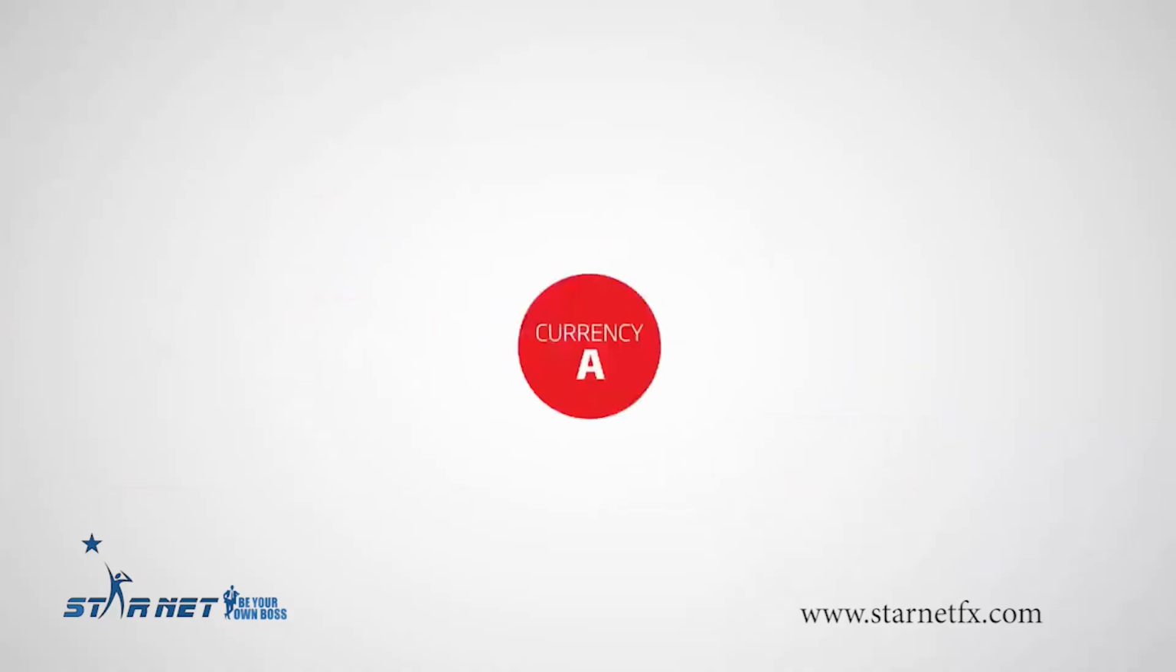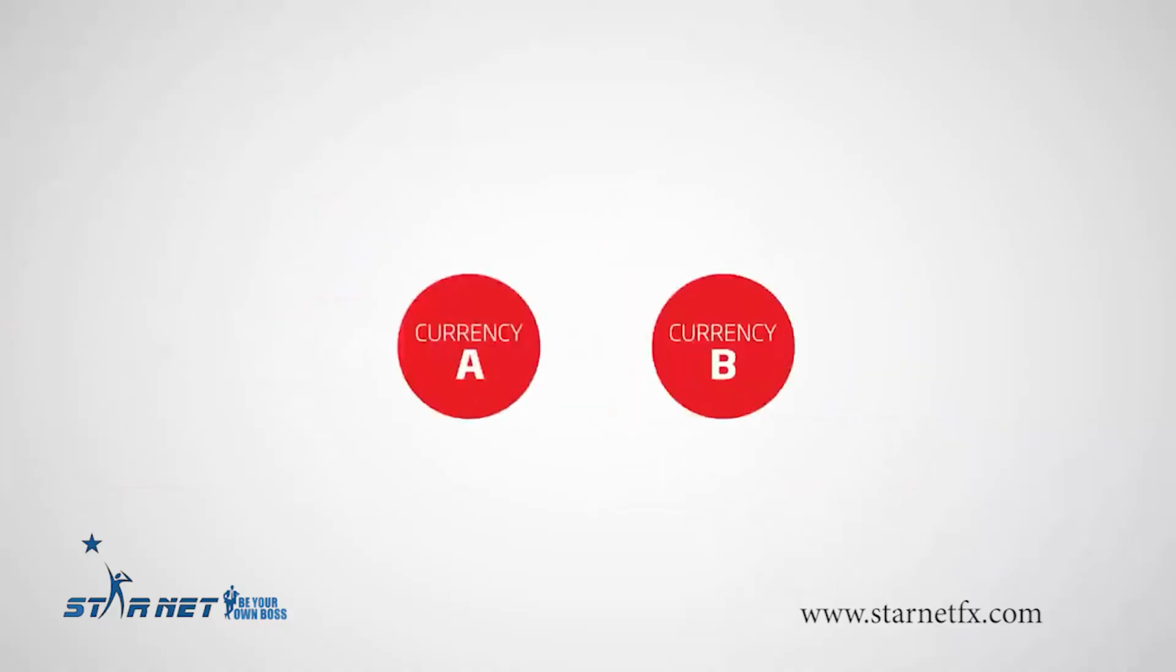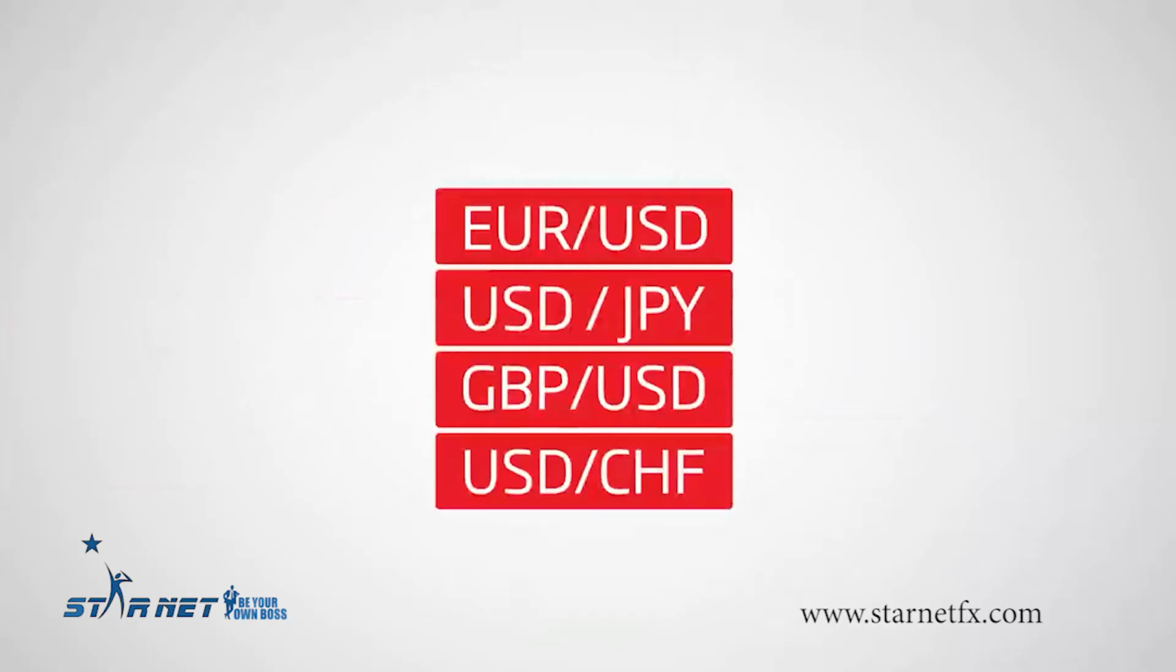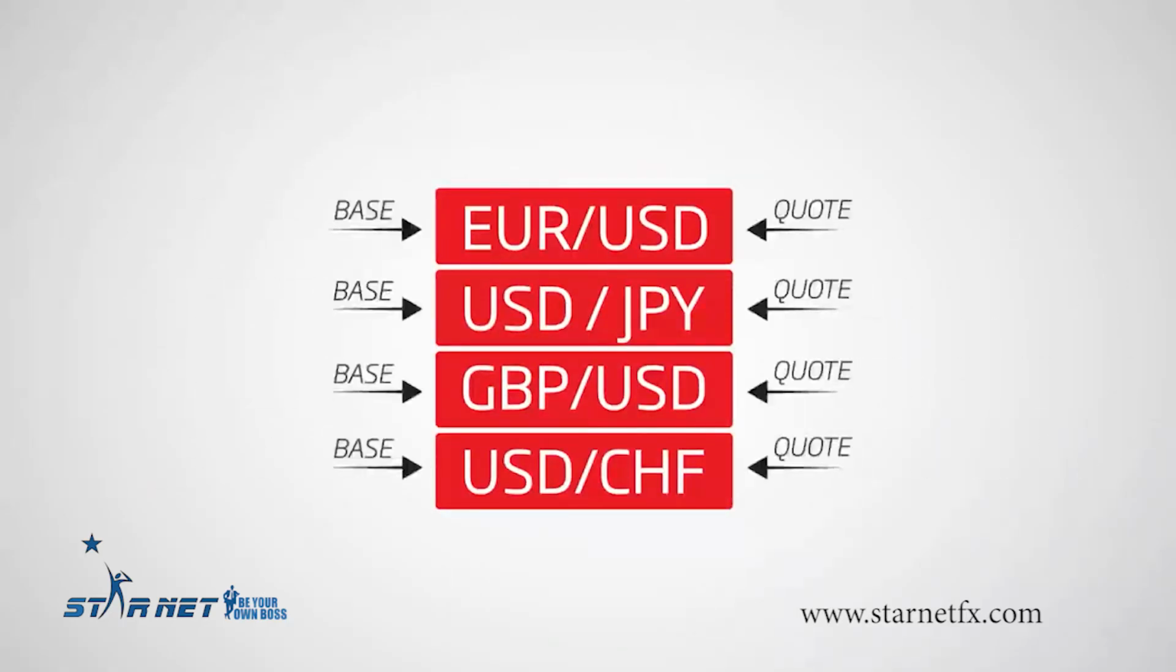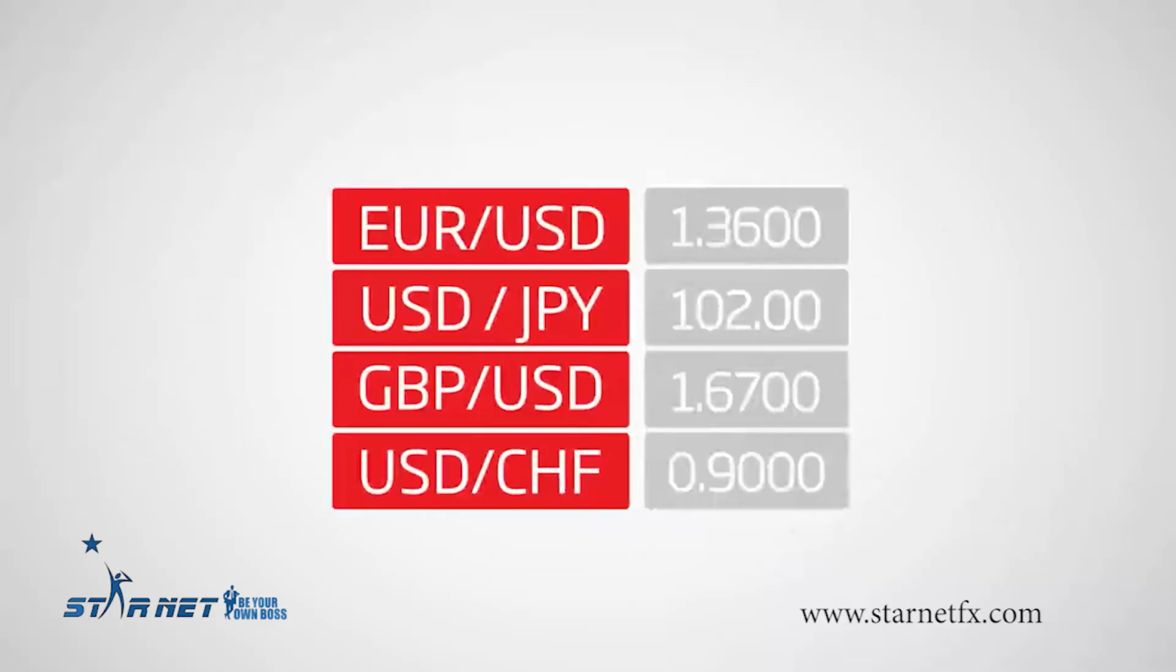When you buy a currency, you have to buy it against another currency. That is, to buy one currency, you have to sell another currency. So all FX rates are quoted in terms of a pair of currencies. These are called the base currency and the quote currency. The base currency is the first one, and the quote currency is the second. The price represents how much of the quote currency you need to buy 1 unit of the base currency.